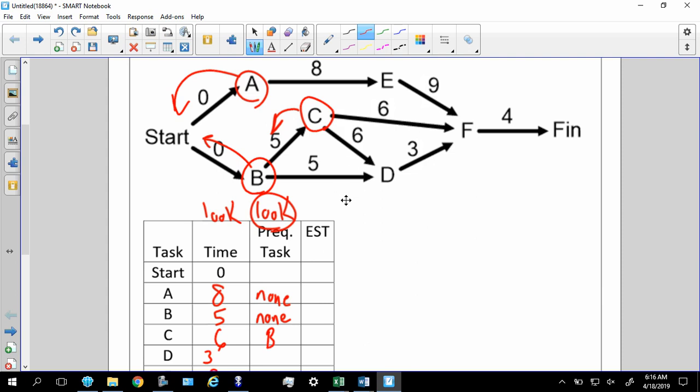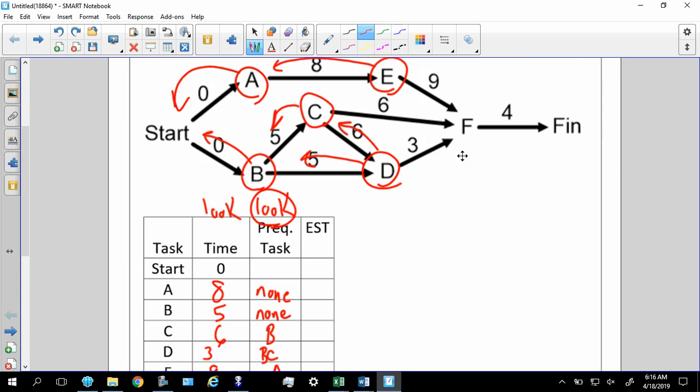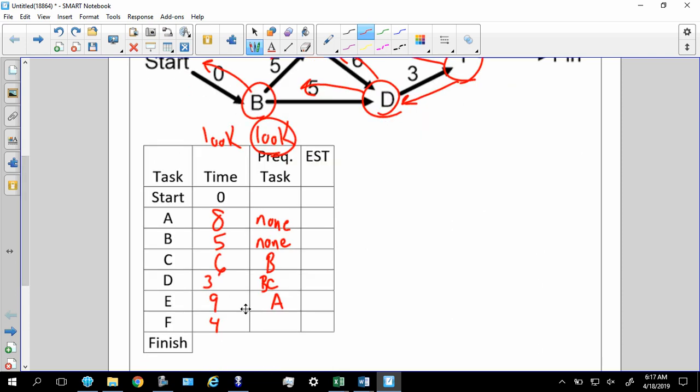All right, let's see what is next. D. Hey, I got two things pointing at D. That's C, and that's B. So that's going to be BC. Let's see, E is next. What's pointing at E? Well, A is pointing at E, so that will be the prerequisite task. And then lastly, F. Oh, I got three things pointing at F. The three things pointing at F are E, C, and D. So C, D, and E.